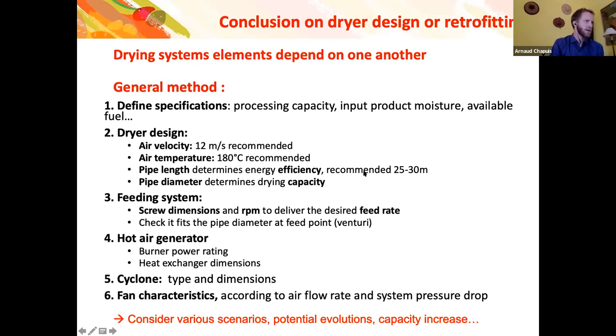Then setting a pipe length of 25 to 30 meters and use the design tool to calculate the pipe diameter that will give you the capacity you want. And once you have the dryer design, then you can calculate the dimensions of the feeding system in terms of screw dimensions and RPMs. You will be able then to calculate the air heater, so the heat exchanger and the burner power you need.